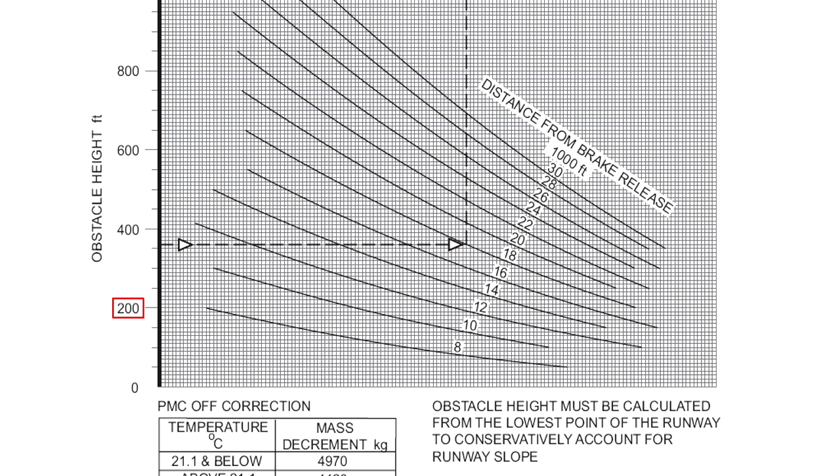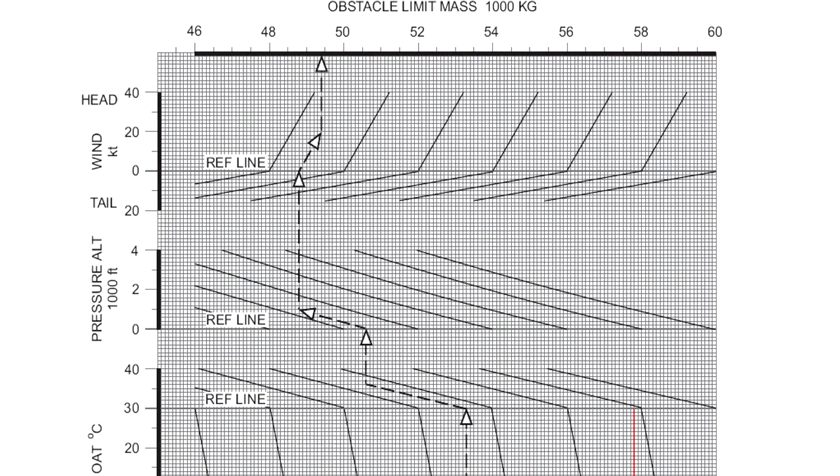Let us say that the obstacle height is 200 feet and the obstacle is 18,000 feet away from the brake release point. Enter the graph with 200 feet and move horizontally to the right until you hit the 18,000 feet line. Then, move straight upwards and hold at the reference line for outside air temperature. The outside air temperature in our example is 25 degrees Celsius.